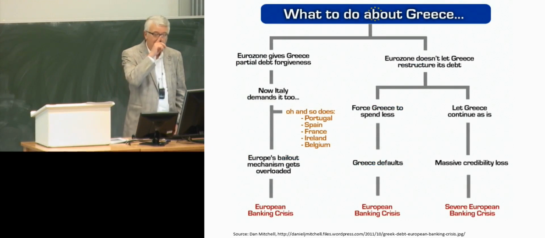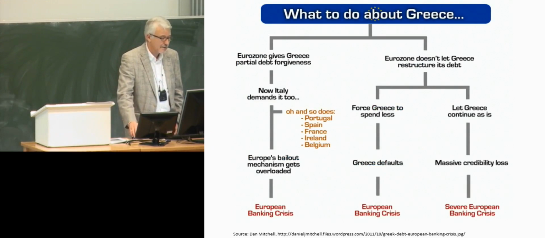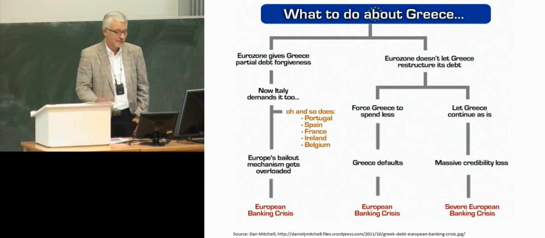Now, what is the way out? This is a simple way. Eurozone gives Greece partial debt forgiveness. Now Italy demands it too, and that would be a kind of chain reaction in demands for rescue.